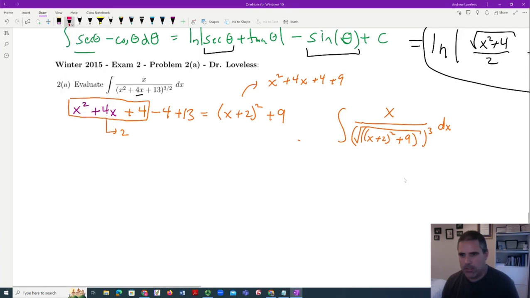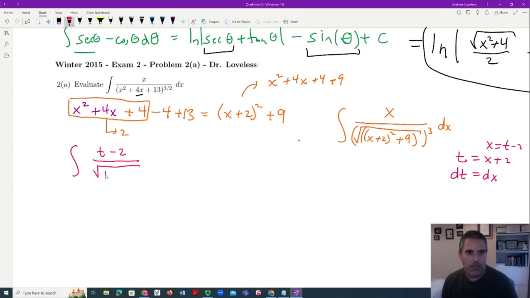Some students tell me that they like to do a substitution so that this doesn't look so gross. So let's do that. Let's do t equals x plus 2. That means dt is equal to dx, and that means x is t minus 2. So that means we get this integral: t minus 2 on top, t squared plus 9 to the third, dt. And now it looks more familiar.